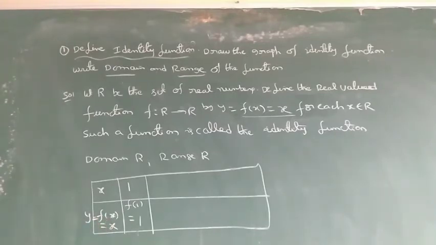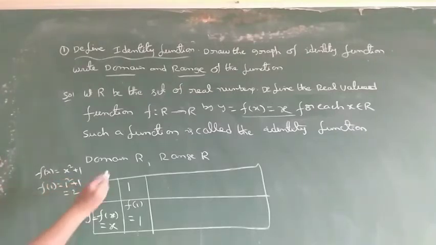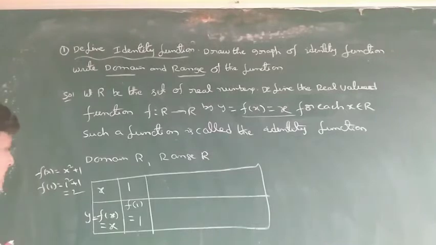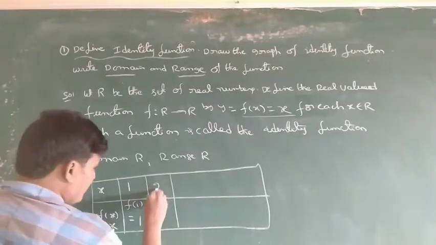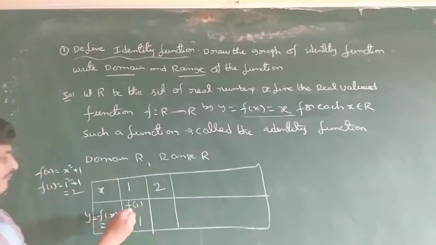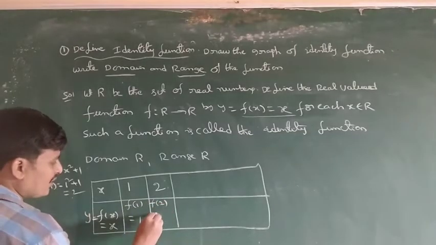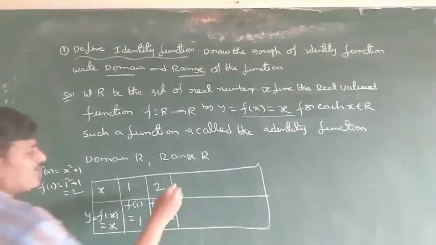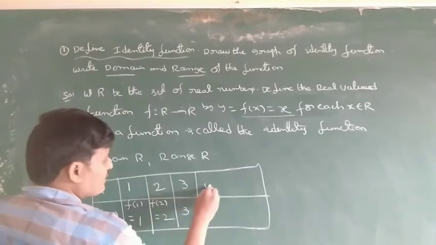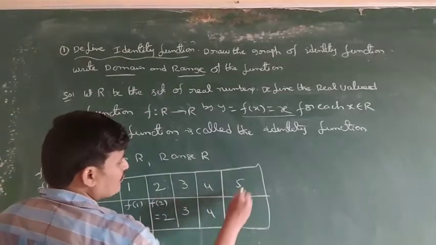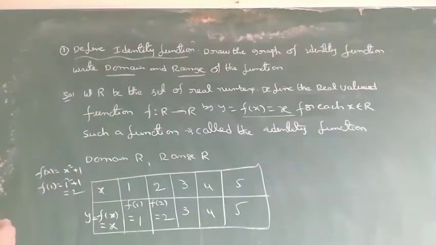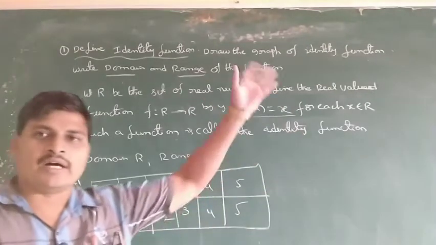Do you understand? If f of x is equal to x square plus 1, f of 1 is equal to what? 1 square plus 1, which is equal to 2. That is different. Okay. Next x is equal to 2, so f of 2 is also 2. x is equal to 3, x is equal to 4, x is equal to 5, and so on. There is no limit.